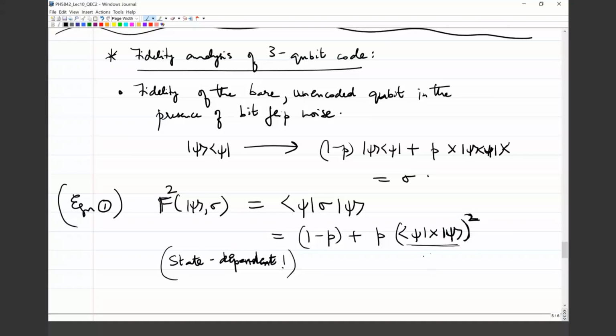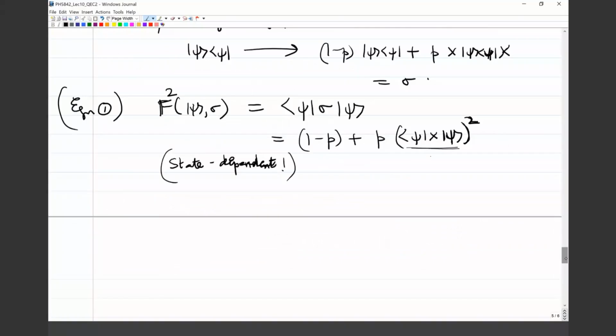So the point is, we need to somehow find a measure that captures how well the states are preserved, or how much the states are disturbed, if you want to think about it the other way, without reference to a particular state. So this measure, which is often used in error correction, is what is called the worst case fidelity.